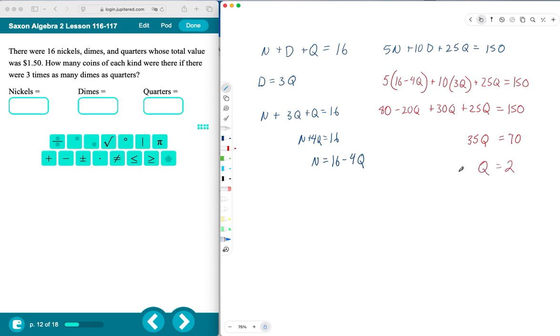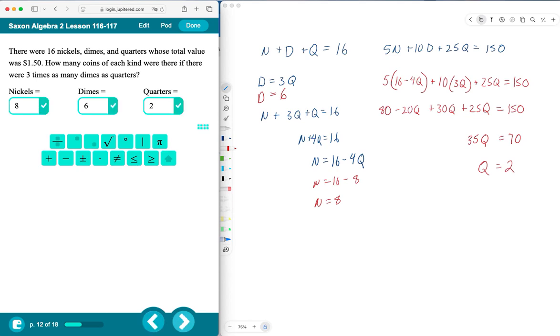Now I can use this to find the values for both of the others. d is equal to 3 times 2, which is 6. And n is equal to 16 minus 4 times 2, which is 8. So n is equal to 8. That's your solution: 8 nickels, 6 dimes, 2 quarters.